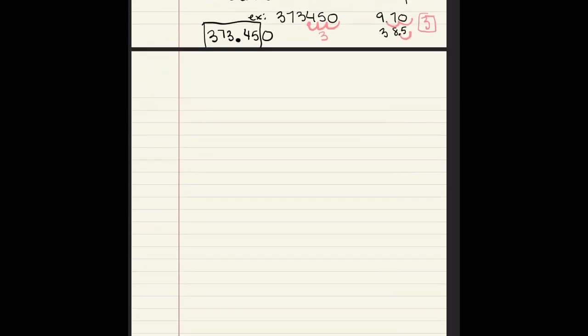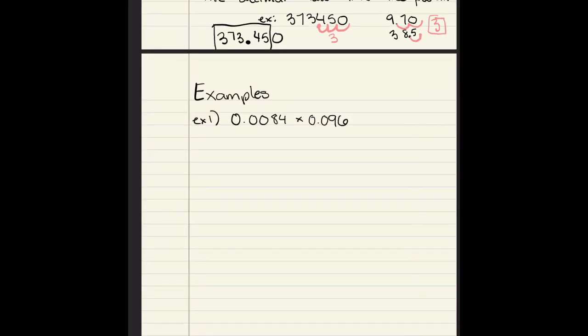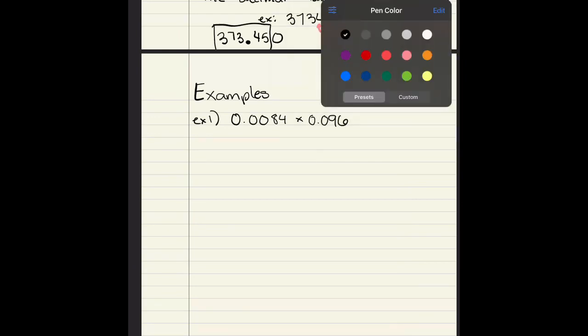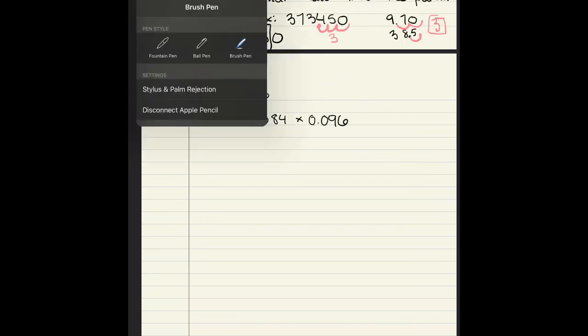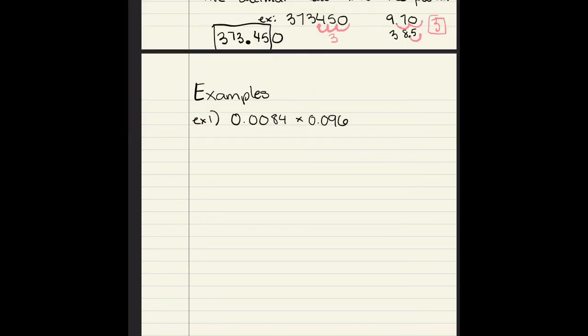All right, examples. Example 1 is 0.0084 times 0.096. Step 1 is to set up my problem by aligning the digits. So let me do that.